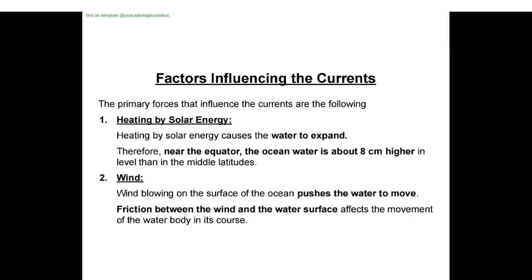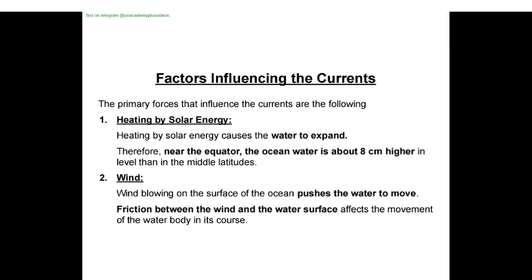Factors influencing the currents. The primary forces that influence the currents are the following: heating by solar energy. Heating by solar energy causes the water to expand. Therefore, near the equator, the ocean water is about 8 centimeters higher in level than in the middle latitudes.